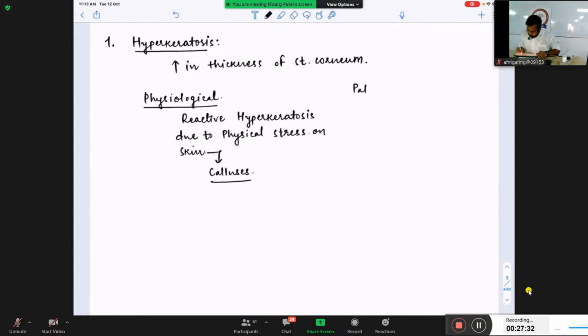But if the patient does not have any physical stress on the skin and still is developing thickening of the superficial layer, which is the stratum corneum, it is seen in a classical example, psoriasis. It is also seen with lichen planus. It is also seen with Darier's disease.